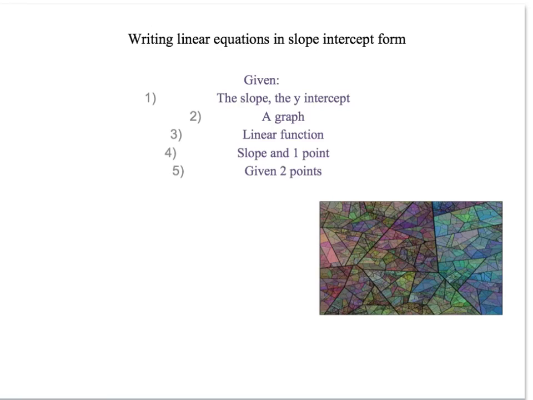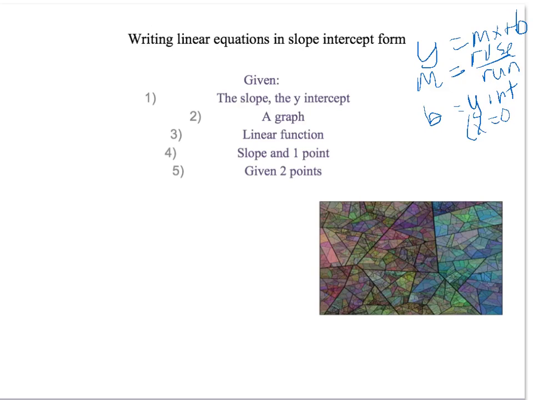Hi there. So tonight we're going to talk more about linear equations in slope-intercept form. In Chapter 4 we learned that slope-intercept form is y equals mx plus b, where m is our slope, that's rise over run, and b is our y-intercept. Remember, x equals 0 there.